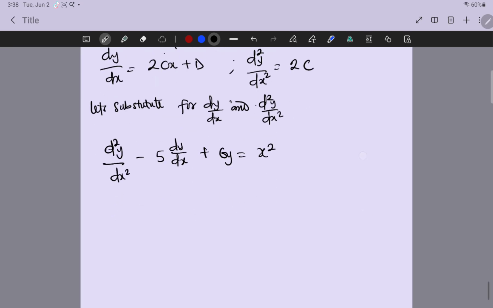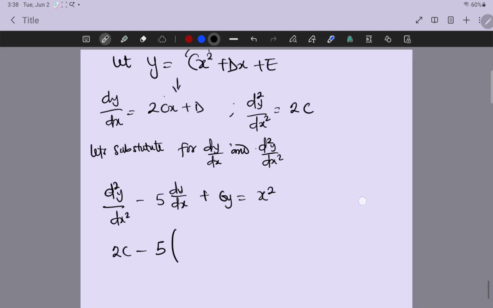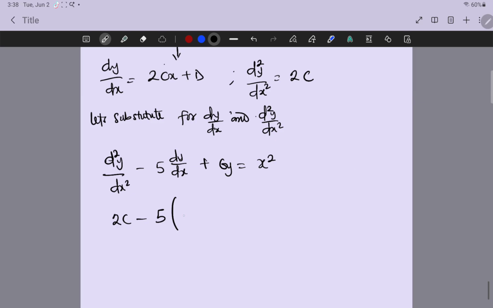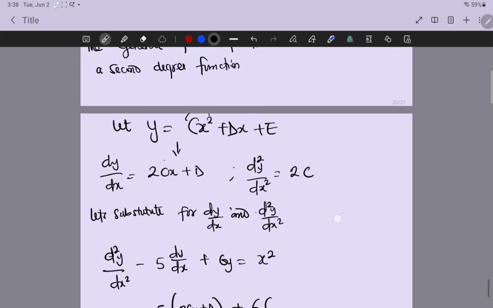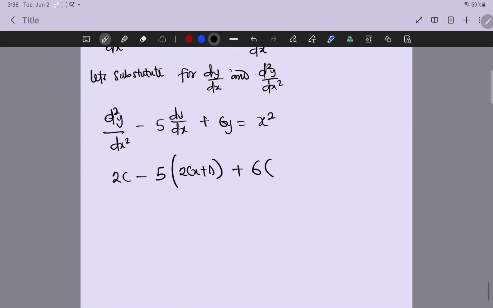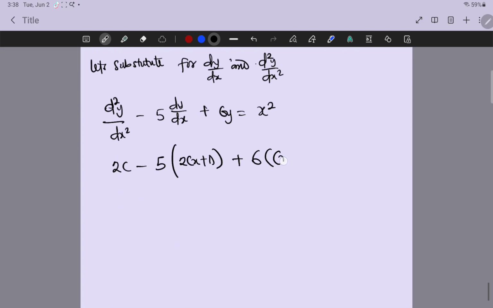The d²y/dx² will be 2c. All I'm seeing here now is 2c minus 5 into the bracket of what is dy/dx. The dy/dx is 2cx plus d, plus 6 into bracket, what is y? Remember that y itself is this, right? Y itself is cx squared plus dx plus e all together.